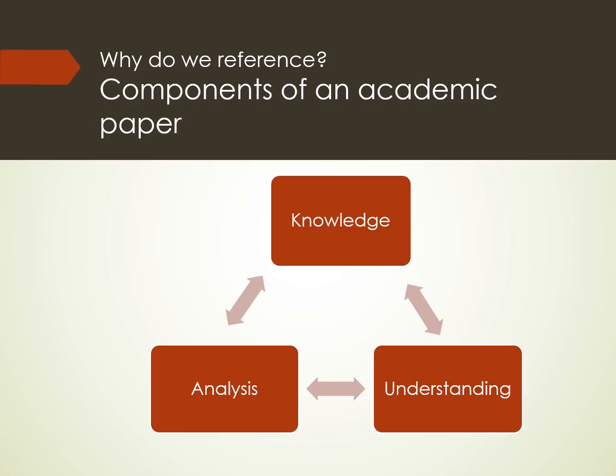So if we stand back a little bit and think about what the components of an academic paper are, we can kind of break it down into three things. So we have knowledge first, or what's our knowledge base, what's our understanding of that knowledge, and what's our analysis of that knowledge. And each different component feeds into each other. So our knowledge informs our understanding, which informs our analysis, and our analysis feeds back into our knowledge.